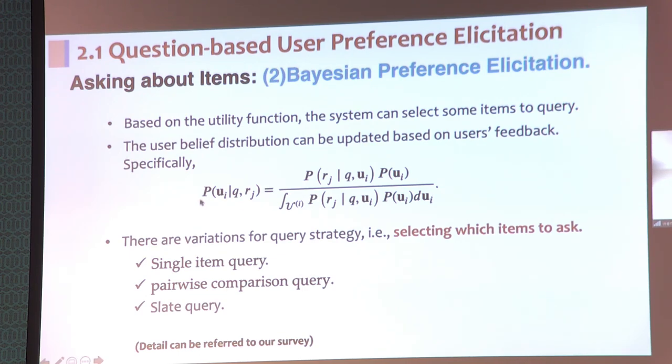Okay, so in the most naive form, we just display one single item for the user's feedback, but there are many variants for the item selection strategy. For example, we can also choose a pairwise comparison query, which displays two items and asks the user to choose which one he prefers. And we also have a slate query, which means we display a list of items for the user to choose.